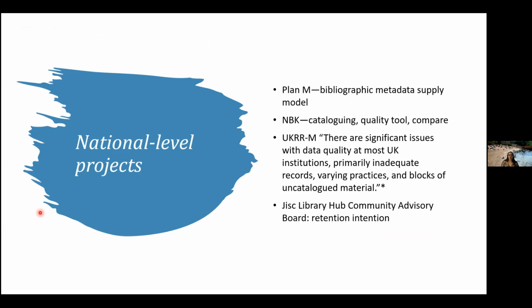The JISC Library Hub replaces the COPAC Union Catalogue for research libraries across the UK. They're also developing a quality tool and allowing us to compare records, which lets us do collaborative collection management and development work across institutions. The UKRRM has noted that there are significant issues with data quality, and they're working to look at how they can apply some of the lessons from UKRR, which was serials focused, to monographs.